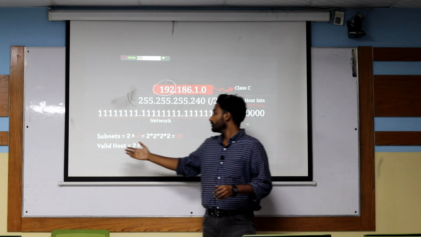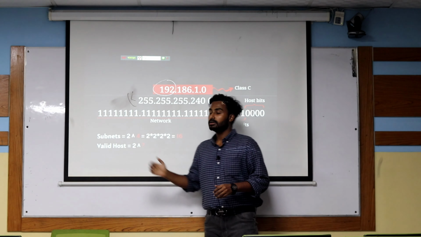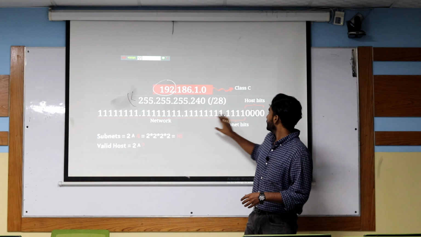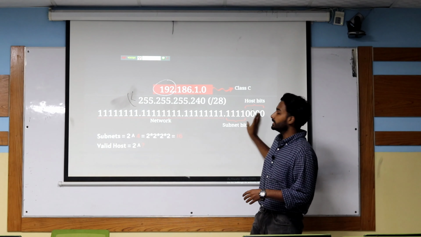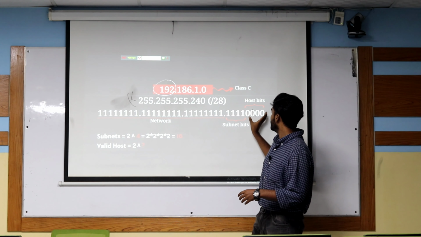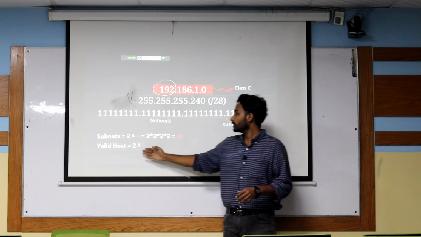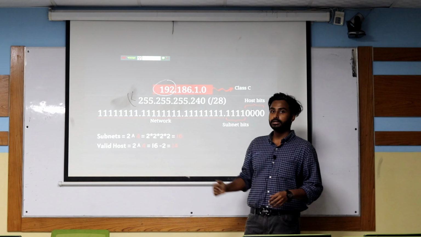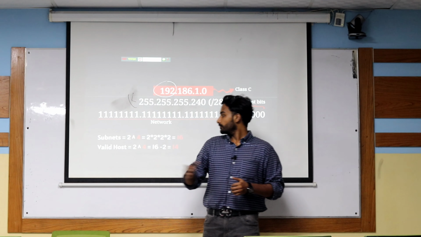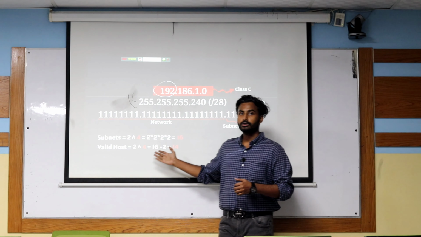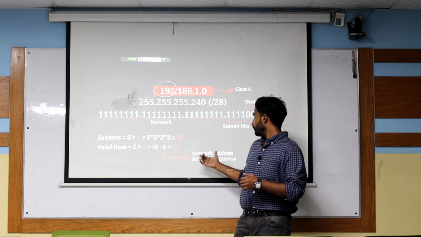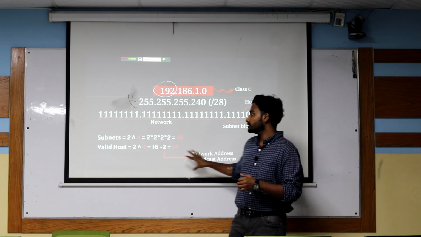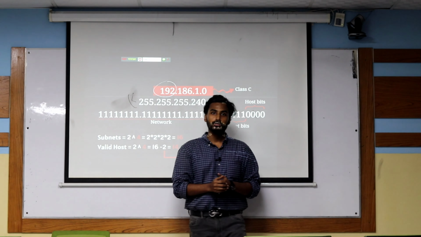Next, the number of valid hosts will be 2 to the power of the number of what? 2 to the power of the number of host bits, and the host bits are the number of zeros in the subnet mask. Here the number of zeros is 4, so 2 to the power 4 is 16, minus 2, equals 14. And don't forget to subtract 2, because one is the network address and one is the broadcast address, so those two are not considered valid hosts.